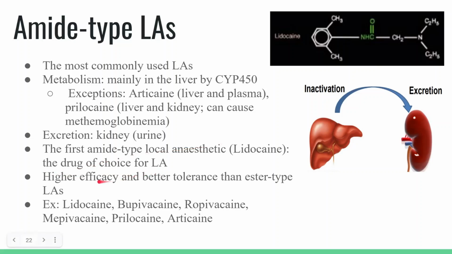As we said, the amide type local anesthetics have a higher efficacy and better tolerance than the ester type local anesthetics. So that's why we no longer use the ester type, because these amide types have a higher efficacy, they are more potent, and they have a better tolerance, meaning that the patients do not develop as many adverse reactions to these medications. Examples include lidocaine, bupivacaine, ropivacaine, mepivacaine, prilocaine, articaine, etc. Here we can see an example which is lidocaine, and we can clearly see the amide intermediate bond right over here, C double bond O N H.